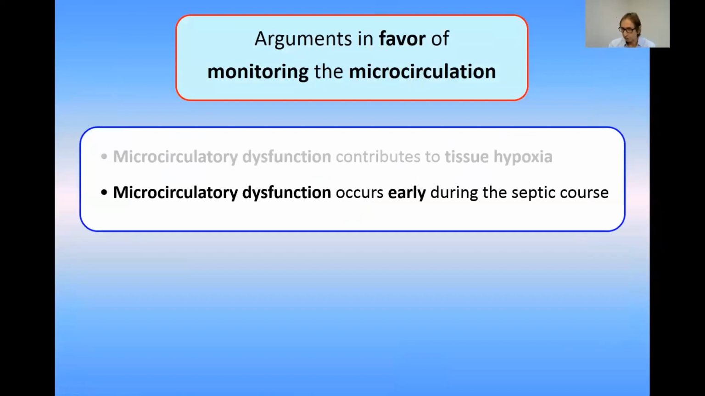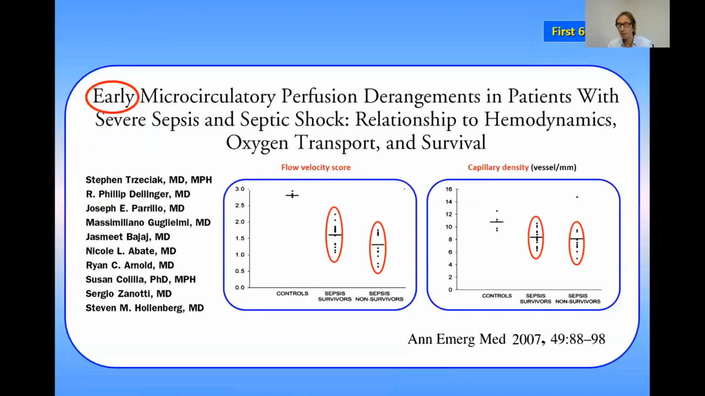Another argument is that microcirculatory dysfunction occurs early during the septic course, and this was confirmed in patients with septic shock. This is a study performed in the emergency department of an American hospital, and patients were studied during the first 6 hours of resuscitation. And the authors also measured microcirculation variables at the level of the sublingual area using the same technique as used by Daniel De Backer before, the vital video microscopic technology.